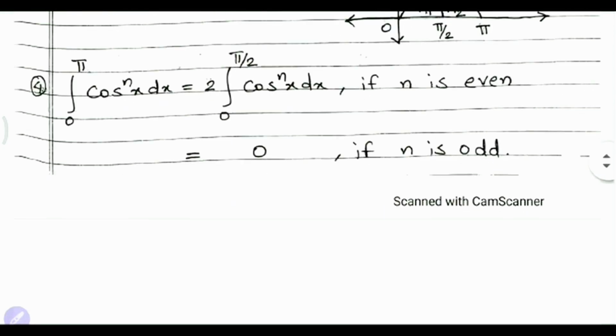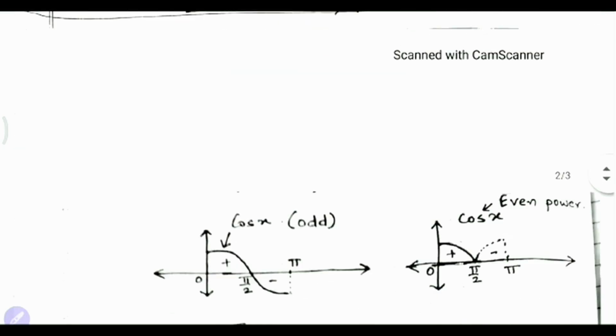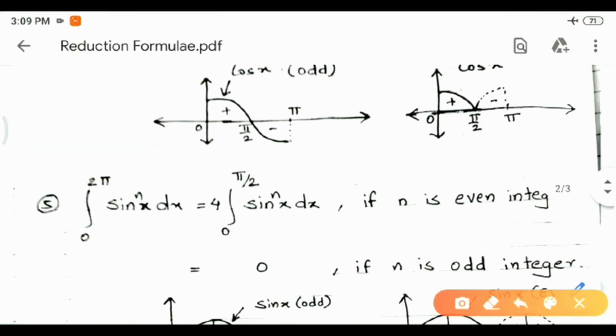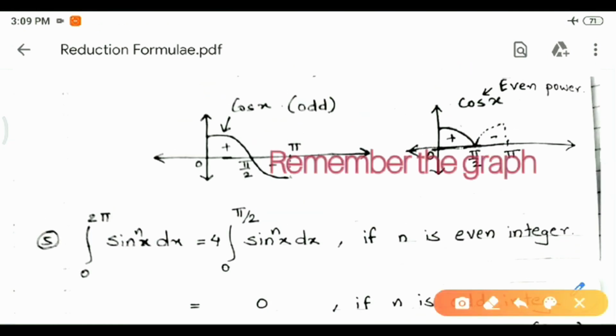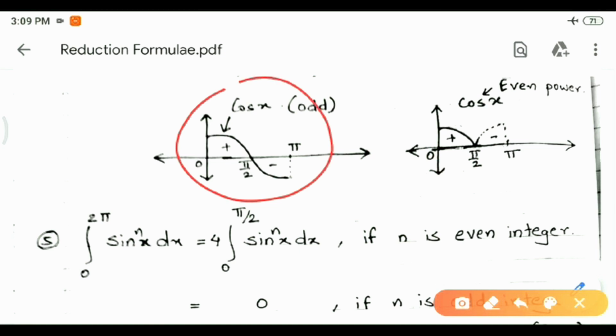Now why did it happen? Why is it 2 times if n is even and 0 if n is odd? So if you look at the graph of cos x in the 0 to pi limit, the graph of cos x will look like this. Okay, when n is odd, when the power is odd, if you observe, half part of the function is above the x-axis and half part of the function is below the x-axis.